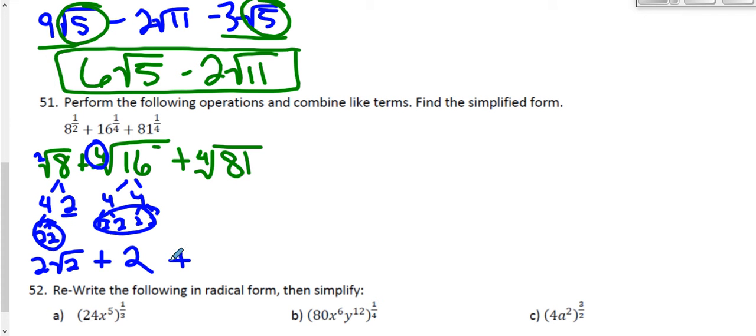The 4th root of 81. 81 is 9 times 9, which is 3 times 3. And 3 times 3, I have 4 3s. So that's actually just going to be the number 3, and I don't have anything stuck in my radical.